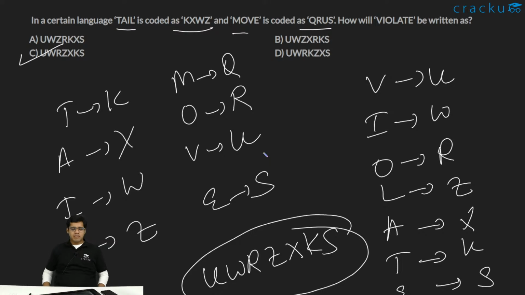See, to identify the pattern, you can look at the options, right? For example, every option is starting with U, and you can see the word is starting with V. So V and U, are you finding a connection? Yeah, you definitely have a connection: in move, it is coded as QRUS. So V is coded as U. By looking at the options, you can figure out what might be the possible pattern. And it will come with practice, to be honest. The more questions you practice, the more logic you will be able to understand, and you will be able to recall it during exam conditions.